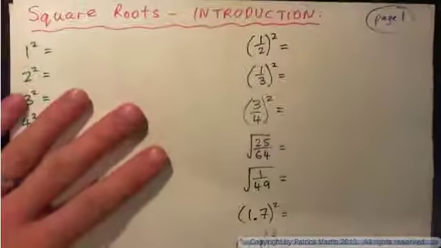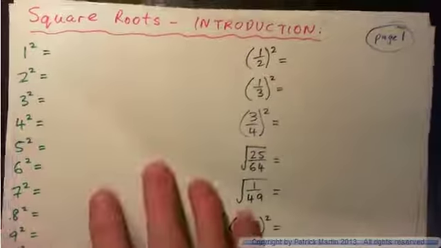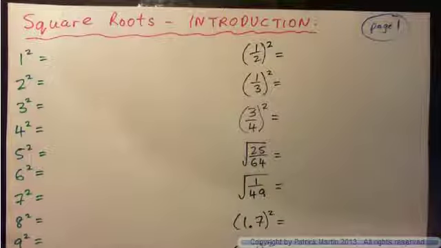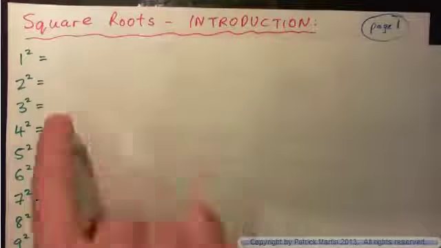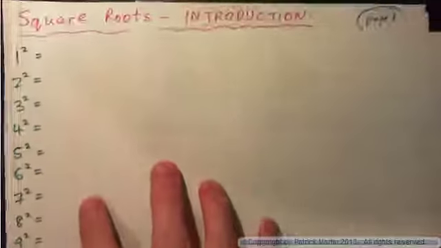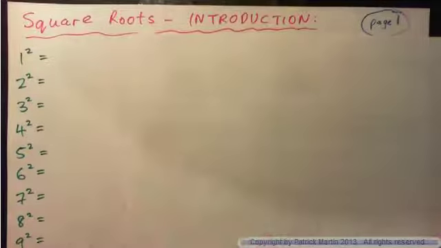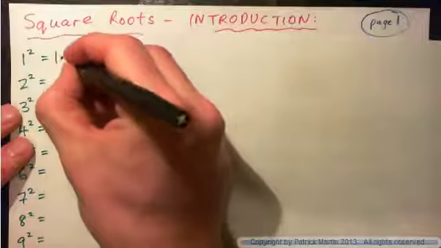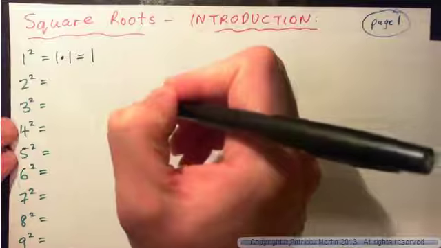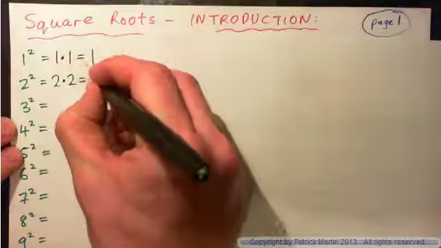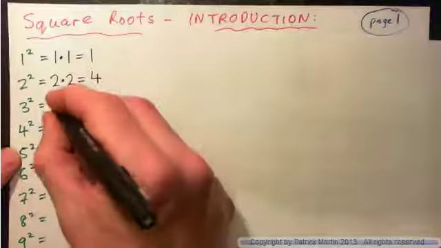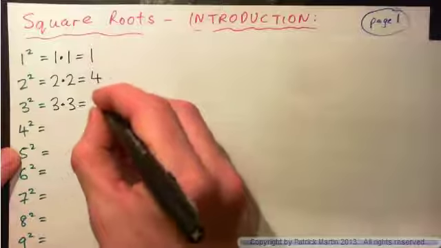So page 1, please with your pen and paper write these out: 1 squared all the way to 13 squared, and calculate each one of these. You've got to get familiar with all the regular perfect squared numbers. Very important. So 1 squared is 1 multiplied by 1, which is 1. 2 squared is 2 multiplied by 2, which is 4. 3 squared is 3 times 3, which is 9.